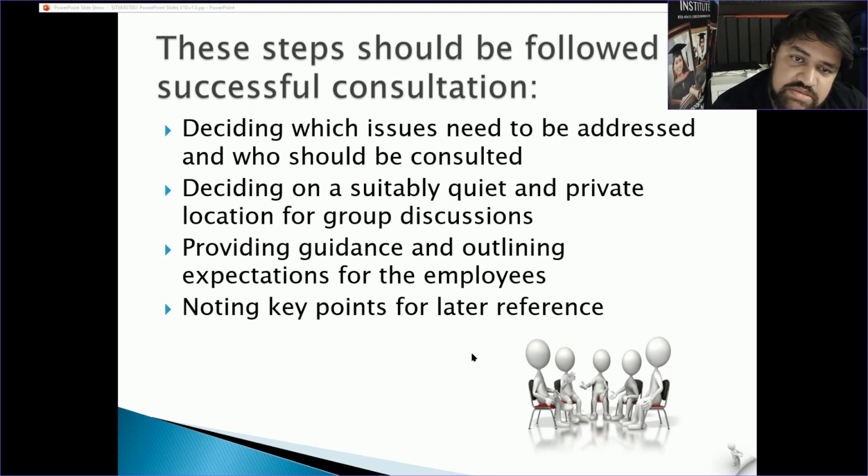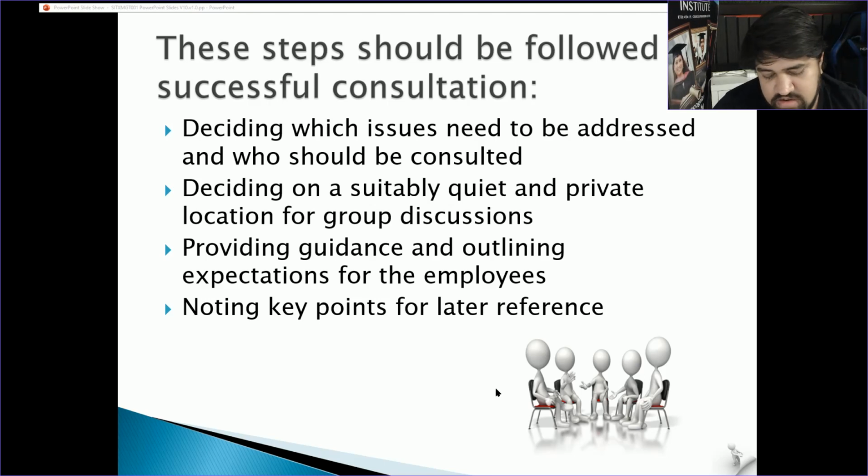So these successful steps will be followed by successful consultation: deciding which issues need to be addressed and who should be consulted, deciding on a suitable, quiet and private location for group discussion, providing guidance and outlining expectations for the employees, and noting key points for later reference.